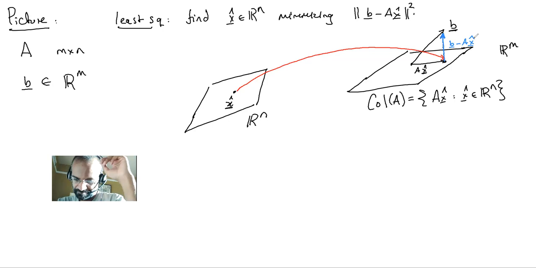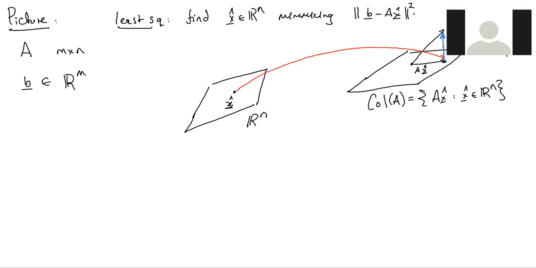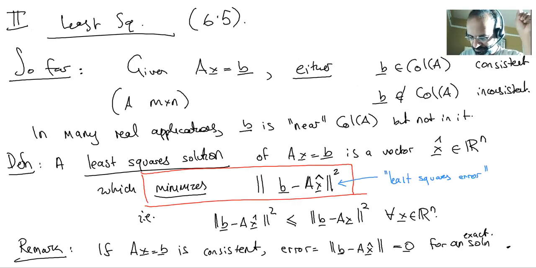Professor? Yep. I don't know if you already said this, but why is it squared? I guess if it was negative, that would be a problem. But can we also just say we want to minimize the absolute value? Yeah, no, you're right. That's fine. It's just squared because people don't like writing square roots.